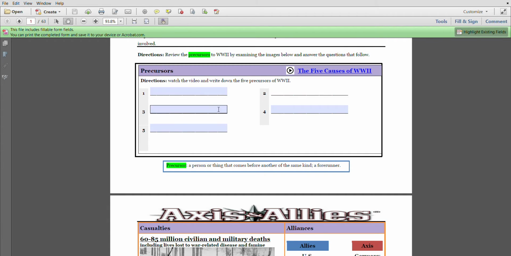Question 1, 2, 3. Okay, and you type it directly into the document. Don't forget to go up and save your document to your desktop. Okay, something like that, and you save it to your desktop. All right, click save there.